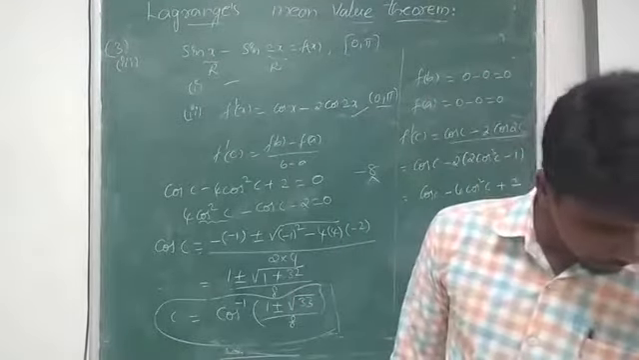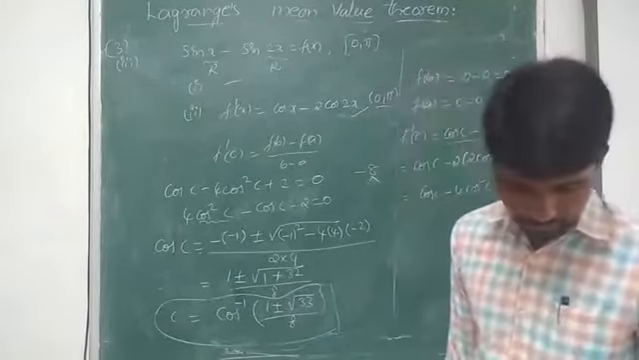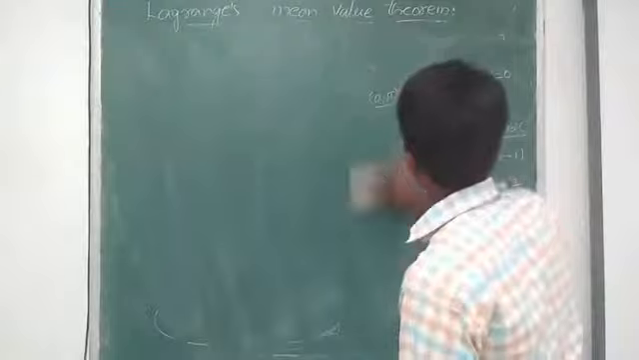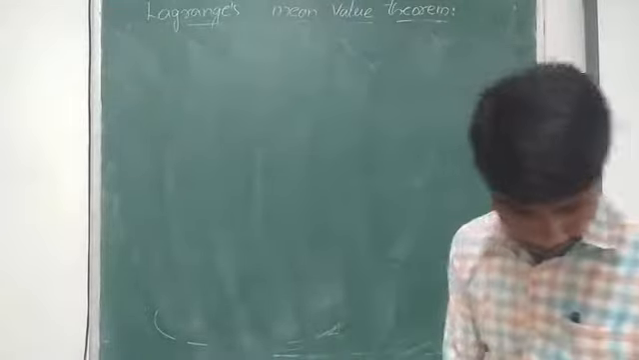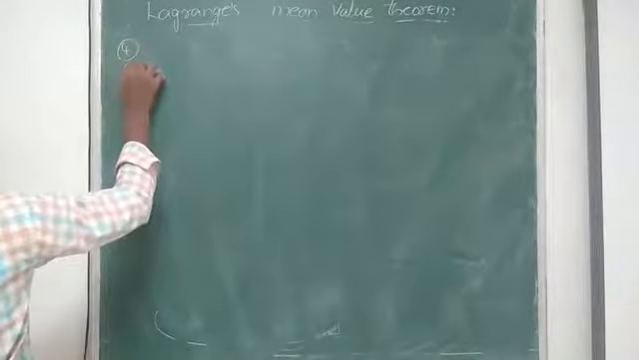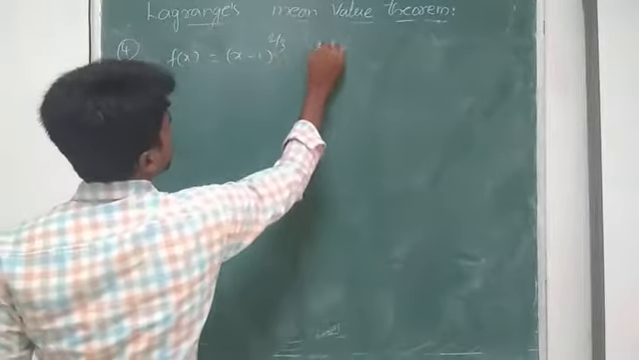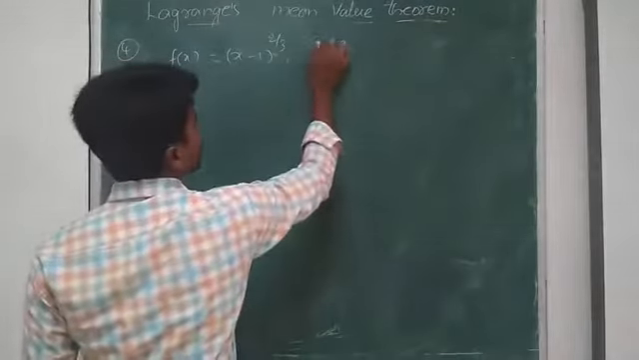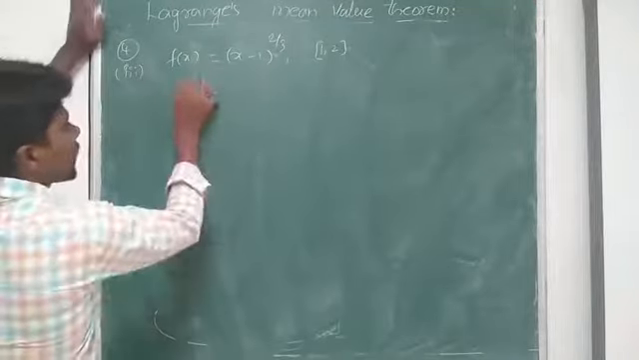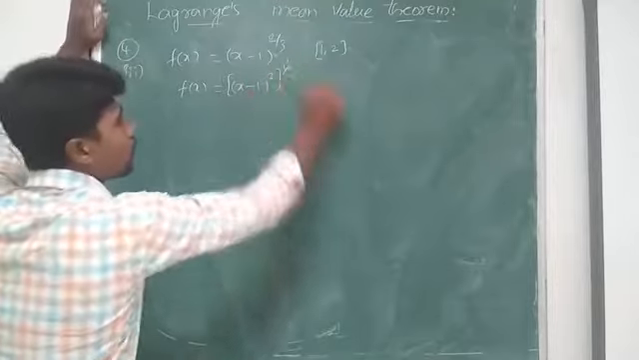The next problem is given by, take one from fourth main, third one. F of x is equal to x minus 1 whole power 2 by 3, a function defined in the interval 1 comma 2. This is the given function. So I can take the function as f of x is equal to x minus 1 whole square to the power of 1 by 3.